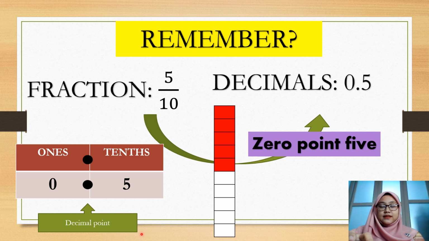Another example. This is the 10 strip, and then we colored 1, 2, 3, 4, and 5 out of 10. For the fraction, we write 5/10, while the decimal is 0.5. Repeat after me. 0.5. Good.